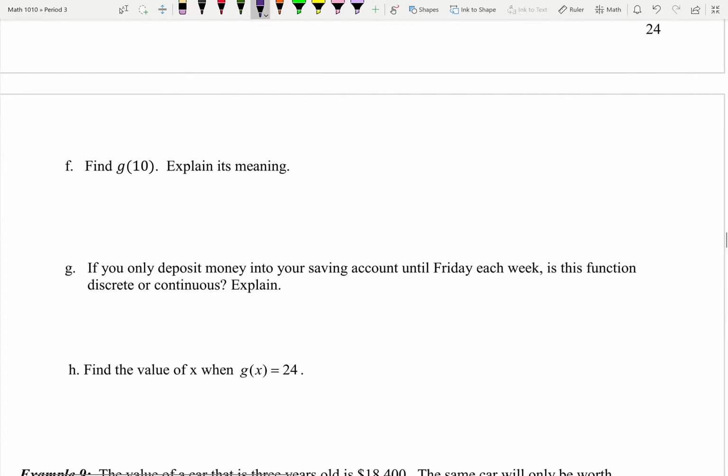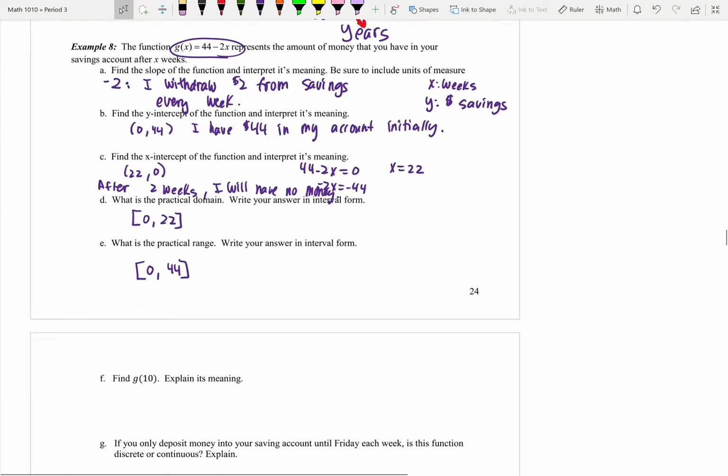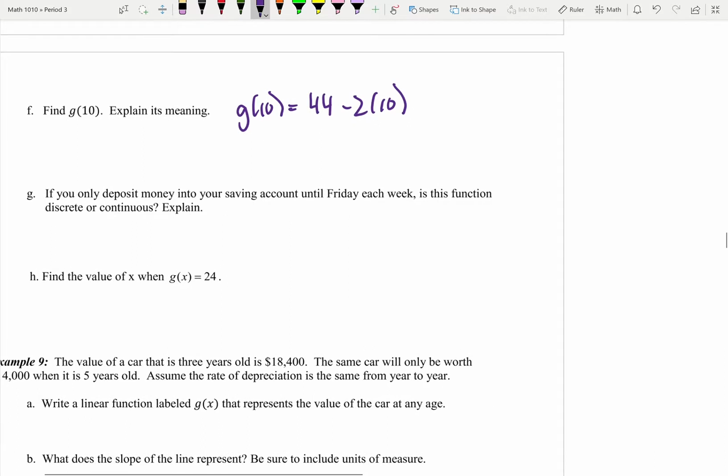Okay, question F, find g of 10. Okay, so everybody go g of 10 is equal to 44 minus 2 times 10. And then you grab your calculator and you put that in and you get 24. What does that mean? The x stands for weeks. The 24 stands for money, right? So you say after 10 weeks, I will have $24.